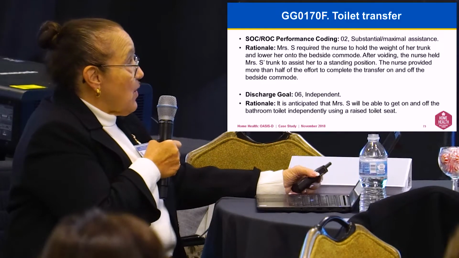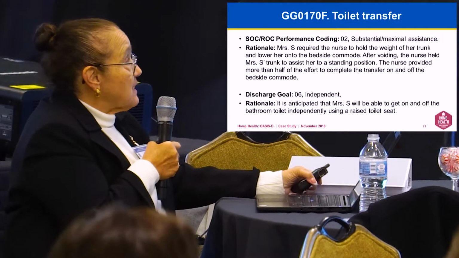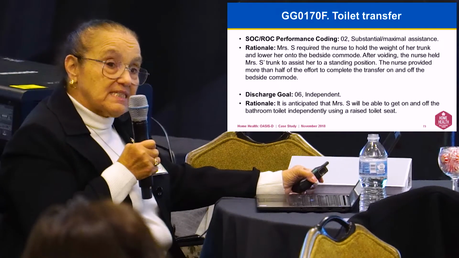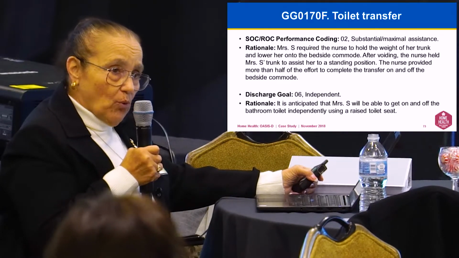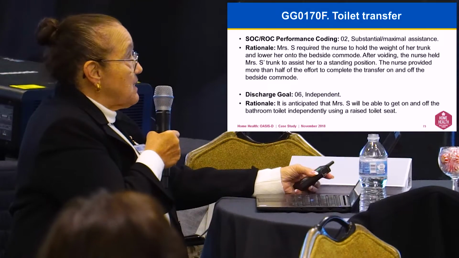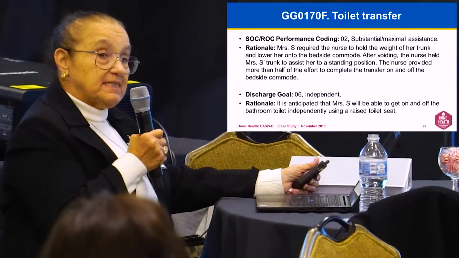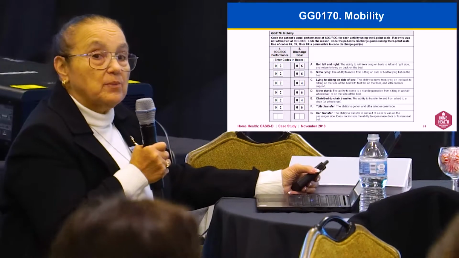F, toilet transfer, O2, and here O6. Again, on start of care, substantial maximal assistance. She required the nurse to stabilize her trunk in order for her to safely come to the standing position and complete the transfer. But by discharge, she should once again be independent.